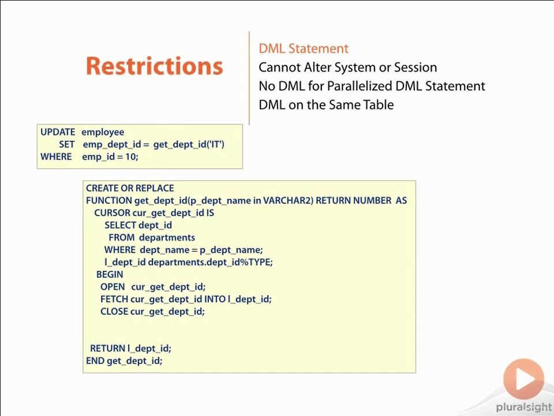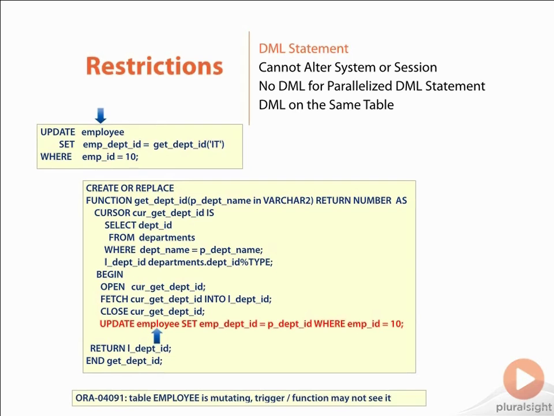However, if the DML is not called in parallel, then doing a DML inside the function is allowed, as long as it is not on the same table on which the insert, update, or delete is done by the parent DML statement. So here, since we are updating the employee table in the parent DML, we cannot issue a DML on the employee table inside the function. If we try and do so, Oracle will raise an error ORA-04091, table employee is mutating, trigger/function may not see it.